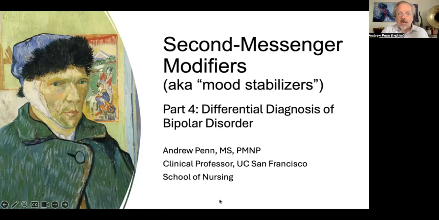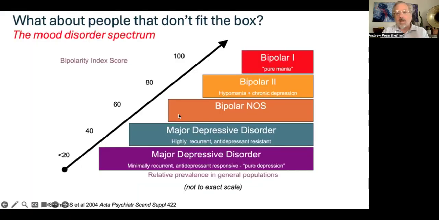And so good treatment follows good diagnosis. So let's talk a little bit about the differential diagnosis of bipolar disorder and give you a bit of a framework to think about this with. One way we can think about mood disorders is that they exist on a spectrum. There are different ways of parsing this spectrum, but one is to think of classic bipolar 1 disorder, so manic depression, where people get full euphoric mania on one end of the scale, and on the other end, minimally recurrent major depressive disorder.